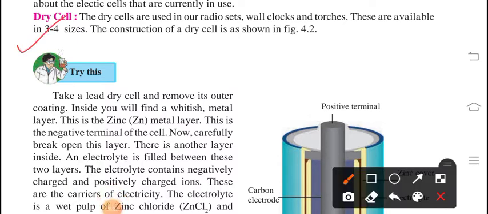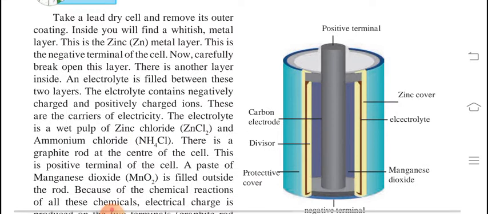The dry cells are used in our radio sets, wall clocks, and torches. You may have seen a torch, wall clock, radio sets, remote control devices. These are available in 3 to 4 sizes. The construction of a dry cell is as shown in figure. Here is the construction of your dry cell.